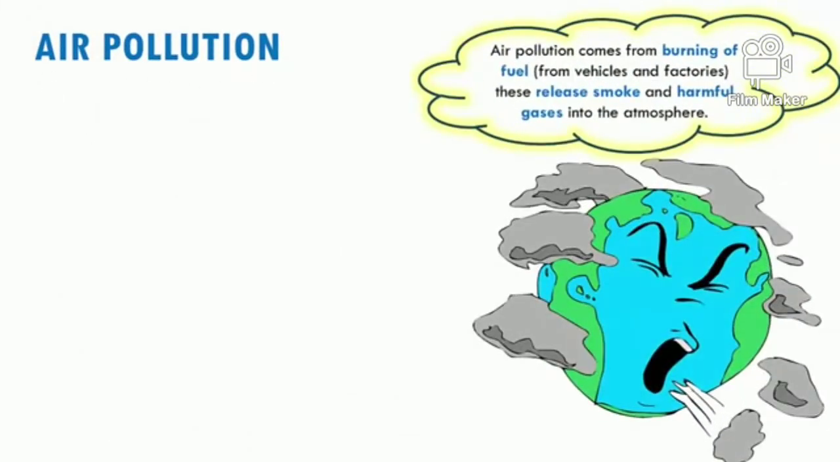Now we'll study air pollution first. Now, when you see, air pollution comes from burning of fuels, fossil fuels like petrol, diesel, coal. These are all burnt in vehicles as well as factories, and when they are burnt, they release smoke as well as other harmful gases into the atmosphere.